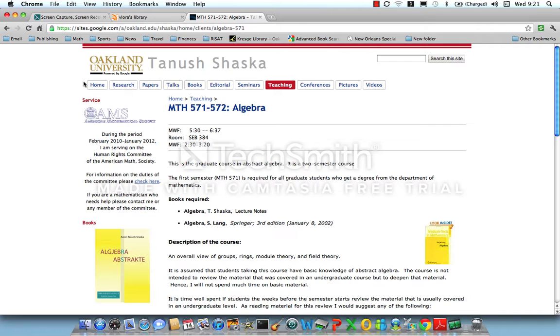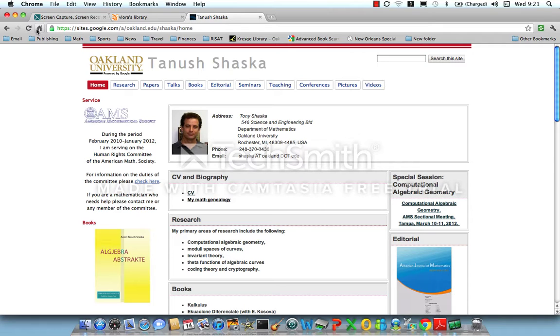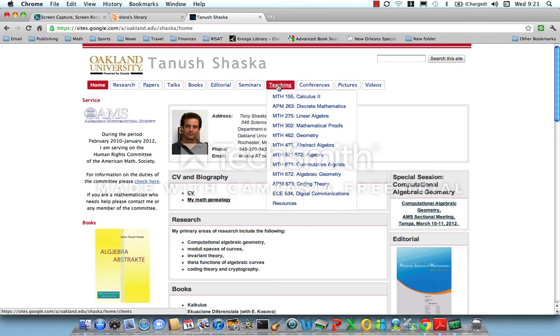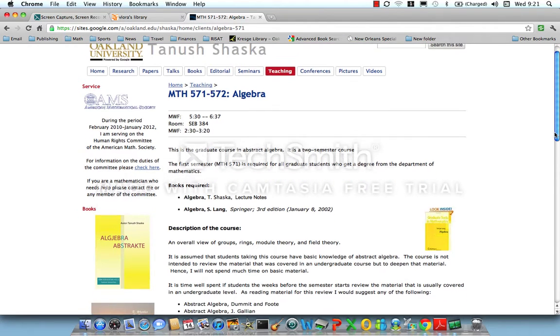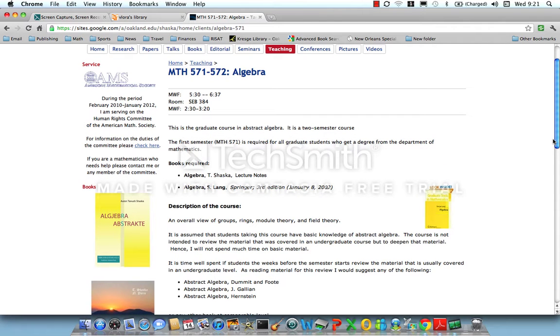To find more material on this course, you can do this through my website. The website can be found either through the Department of Mathematics, or you can do a search in Google. Once you go to my website, you have to go under teaching and find 571, 572. This will be the website of the course, and it is updated on a regular basis.